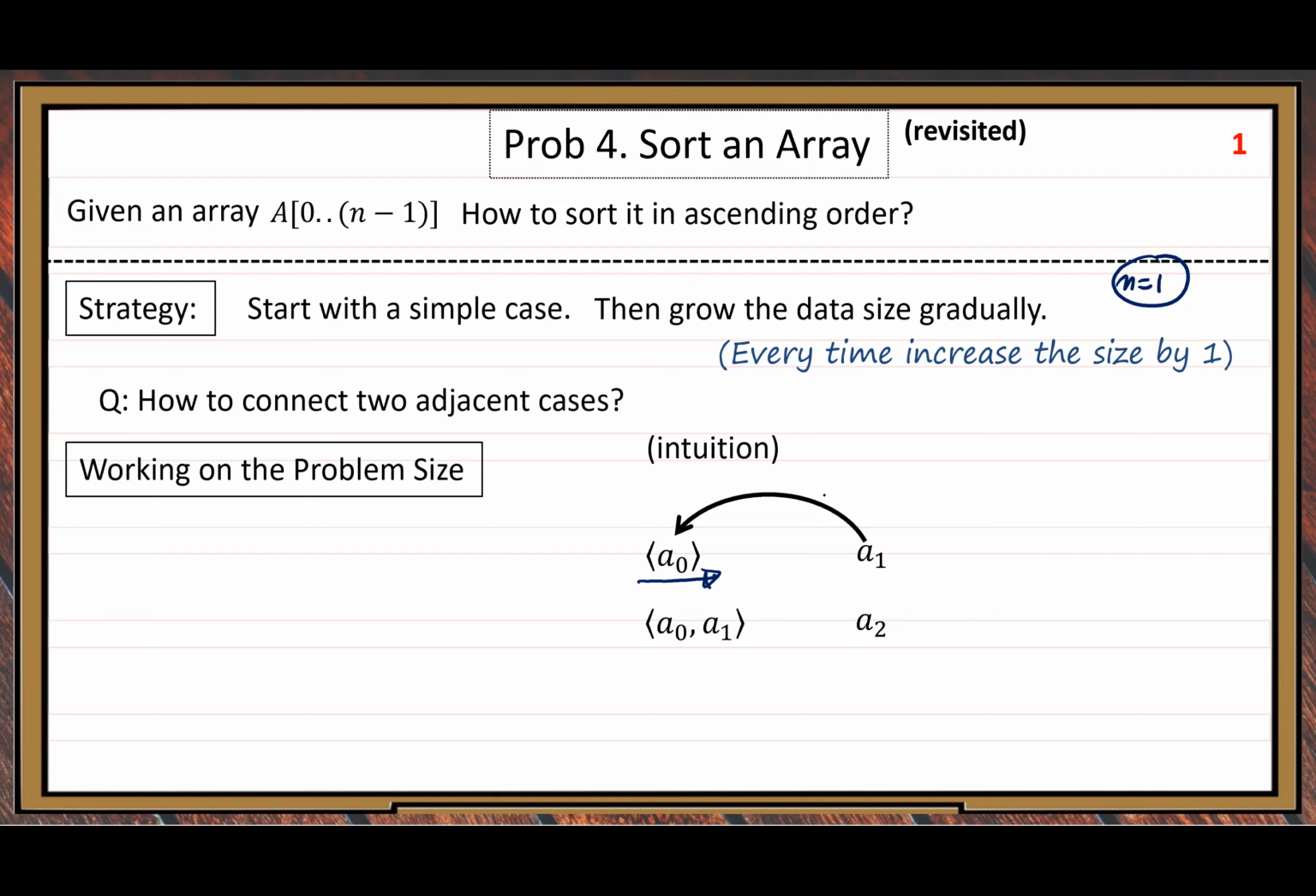Now, another new element comes in to join this ordered array, A2. The same question: how do we make A2, you know, we need to do some work, right? What kind of work do we need to do to make A2 join the current ordered array and get a new ordered array? That question. Definitely we need to do some comparisons.